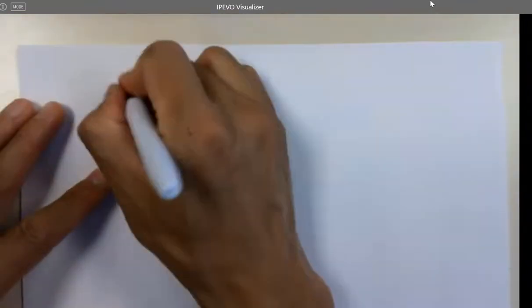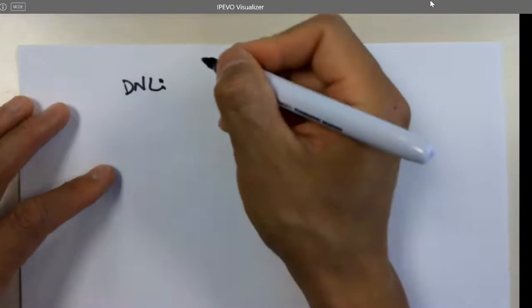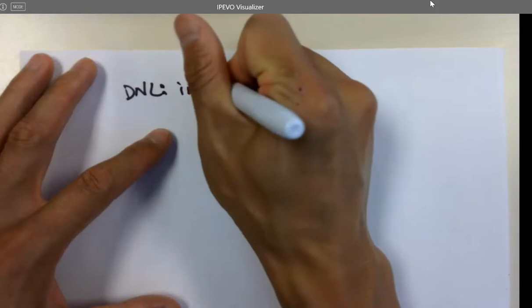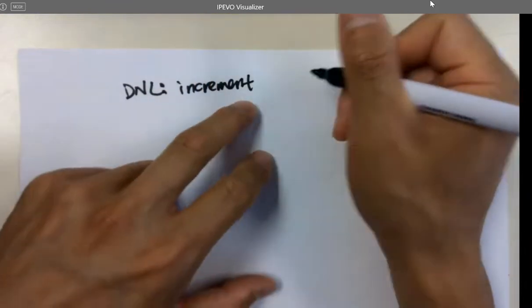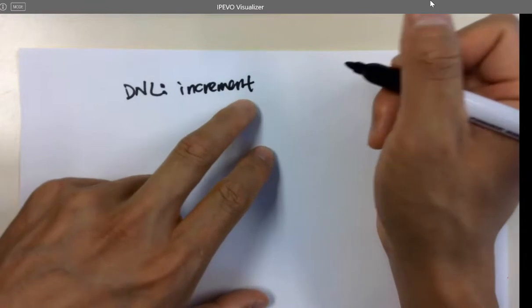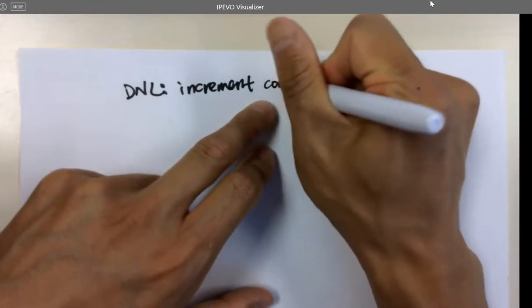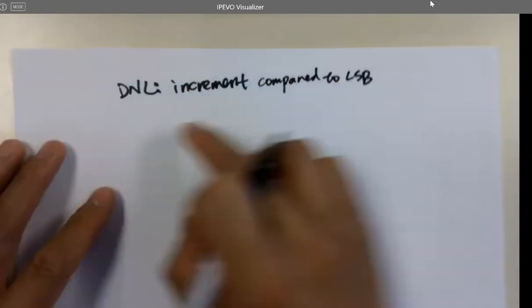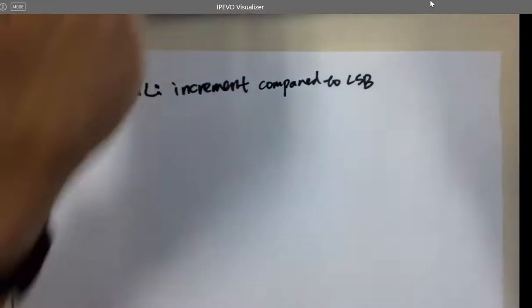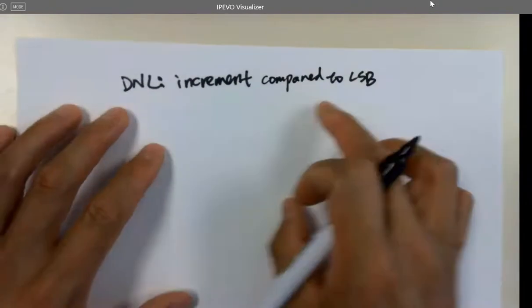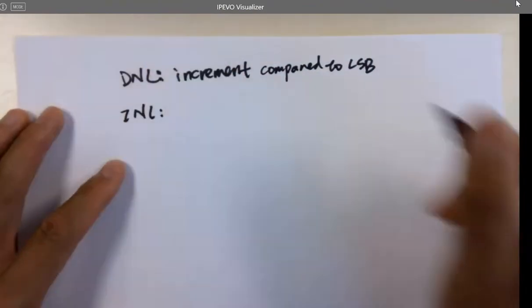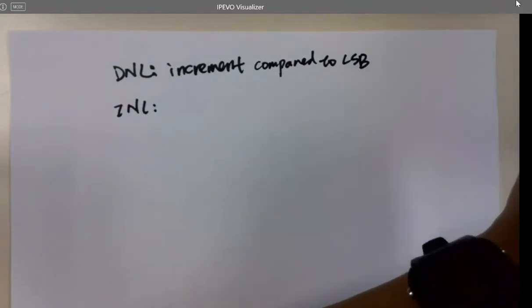It's overwhelming to read everything, but just remember that DNL is what? Nonlinearity, yes, but intuitively it is an increment. How do you remember it? Because there are a couple of very similar concepts. So it's an increment compared to LSB. I know there are some grammar issues here, but that's the shortest sentence you can remember to differentiate DNL and NL later. Okay, so what is NL? That's the actual value compared to the ideal value.